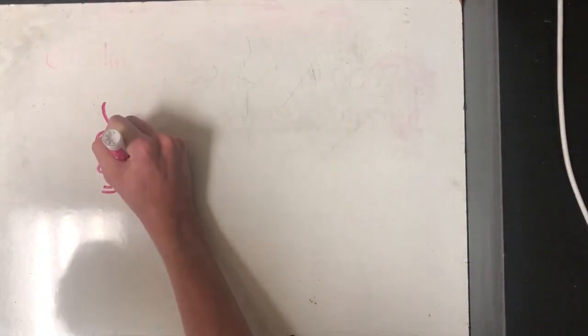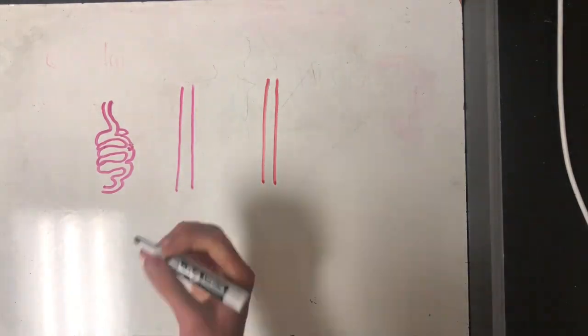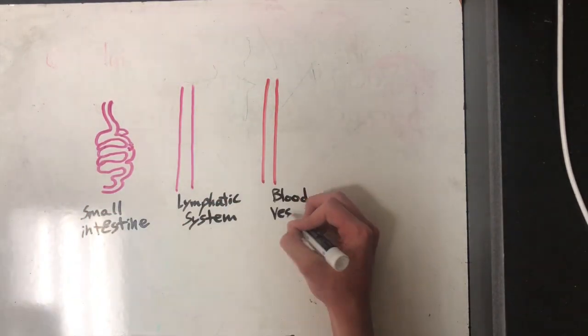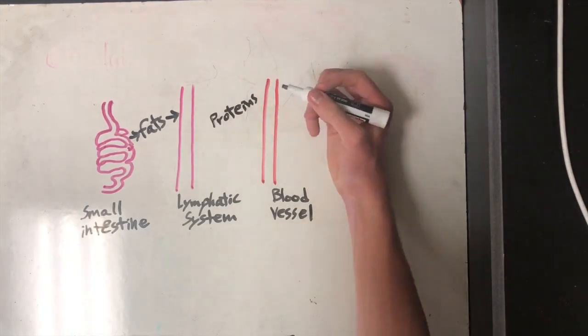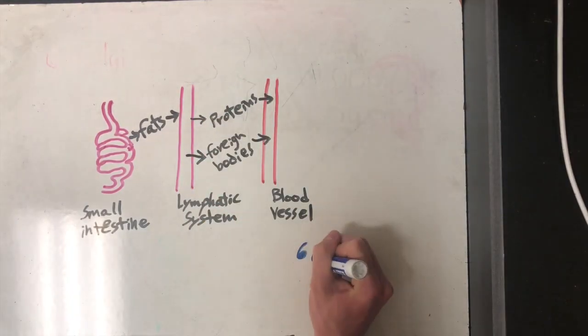The lymphatic system also serves some specialty purposes. In the small intestine, it helps absorb dietary fats. Across the body, the lymphatic system can return proteins and foreign bodies to the blood system.